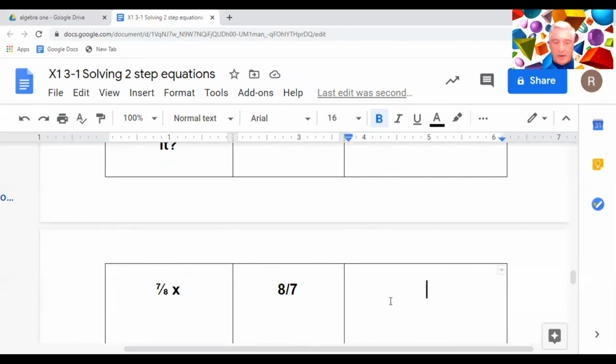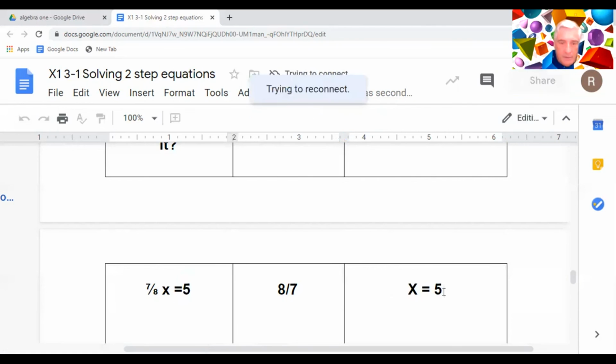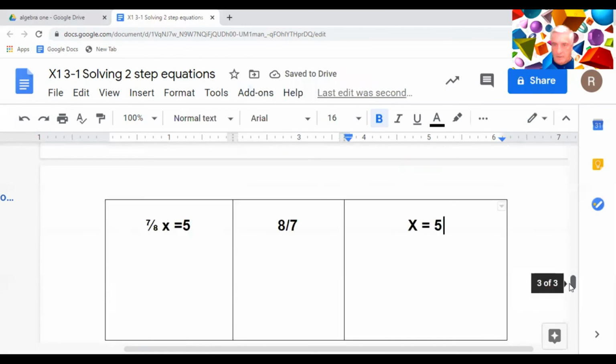And then you take whatever else you had over here. Let's say it was originally 7/8 x equal 5. We multiply by that on both sides. What do we get? We get x equal 5 times 7 divided by 8. And yes, it doesn't come out a whole number. 35 divided by 8 is not a whole number, but most of the problems in our book are not whole numbers.